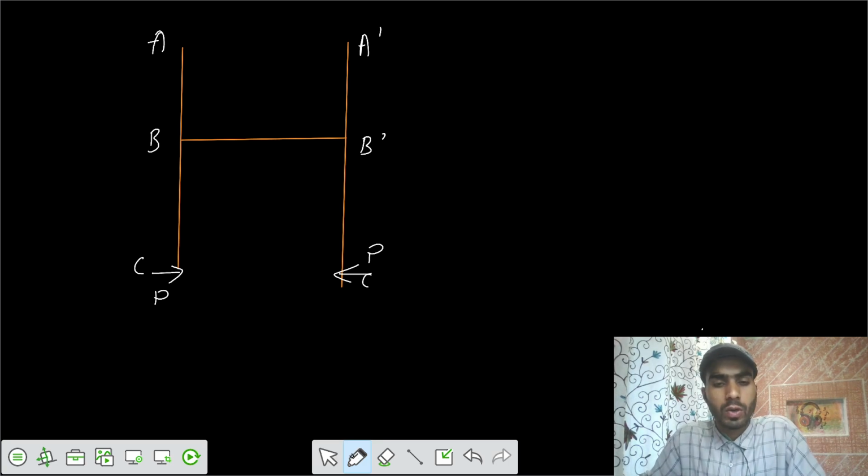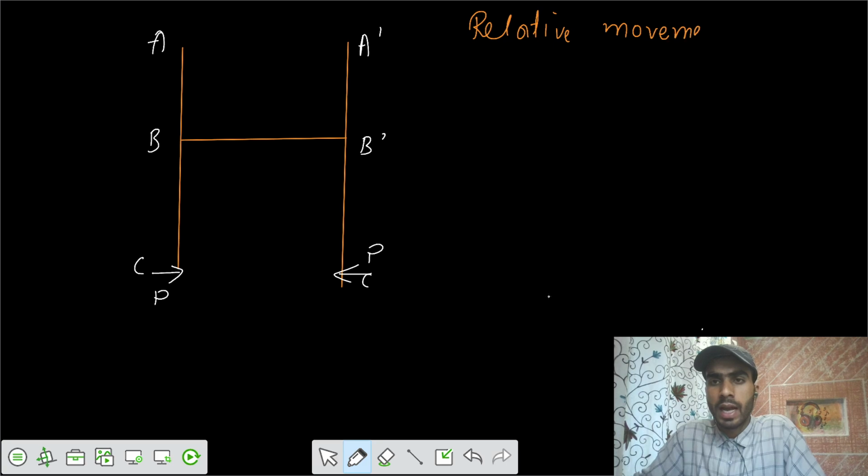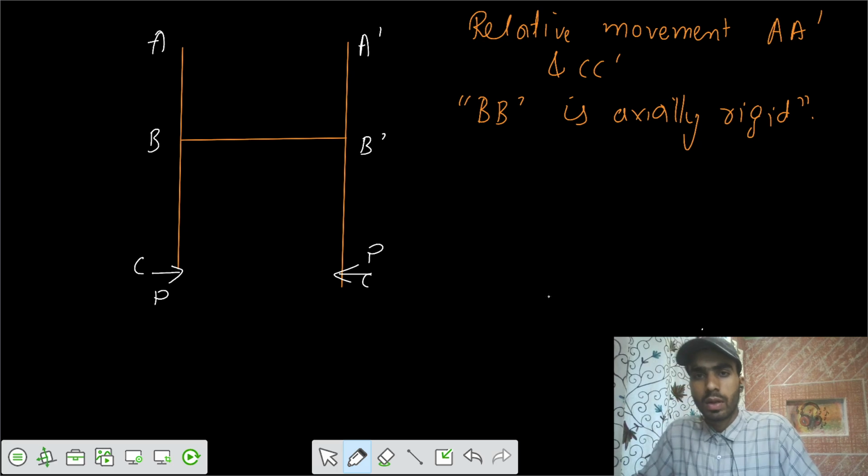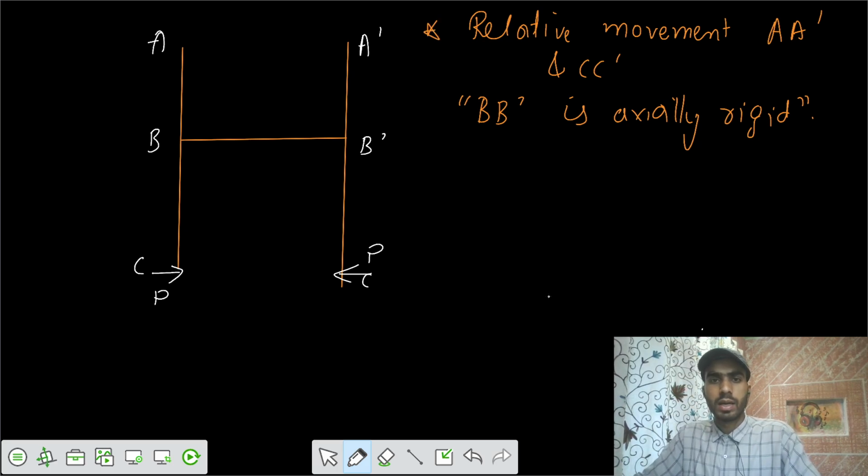So there are two concentrated loads acting at C and C dash. You have to get the relative moment of AA dash and CC dash, and assume that this member BB dash is actually rigid. So let's start the problem, and EI is constant for all the members.